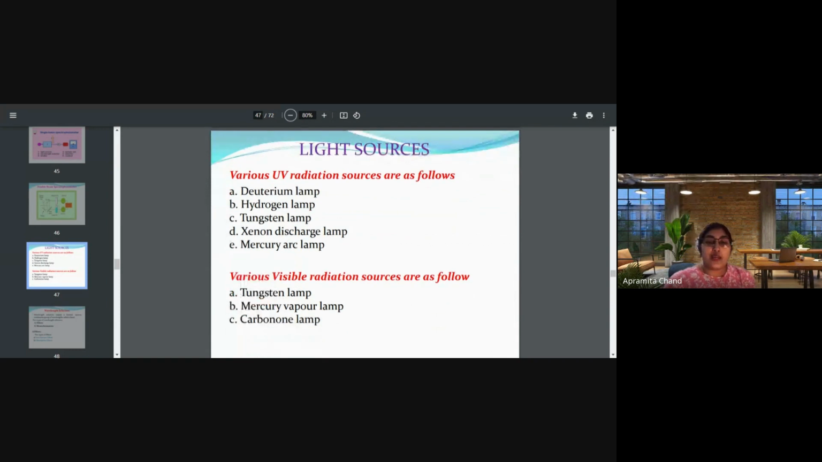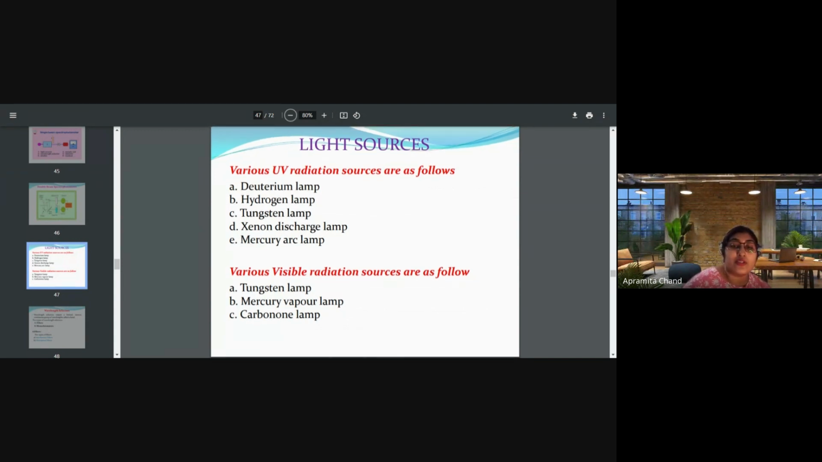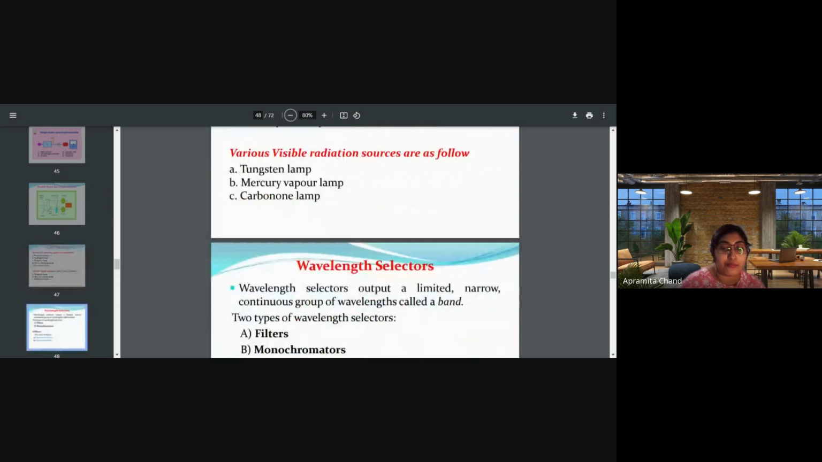So light sources, I hope you've all noted down. You'll anyway receive the presentation, so not to worry. But these radiation sources you will have to remember because these are coming in questions. UV radiation sources and UV visible radiation, so you can write differently also. Deuterium, hydrogen, this is for UV, and for visible you have tungsten lamp, carbon lamp, and mercury vapor lamp.